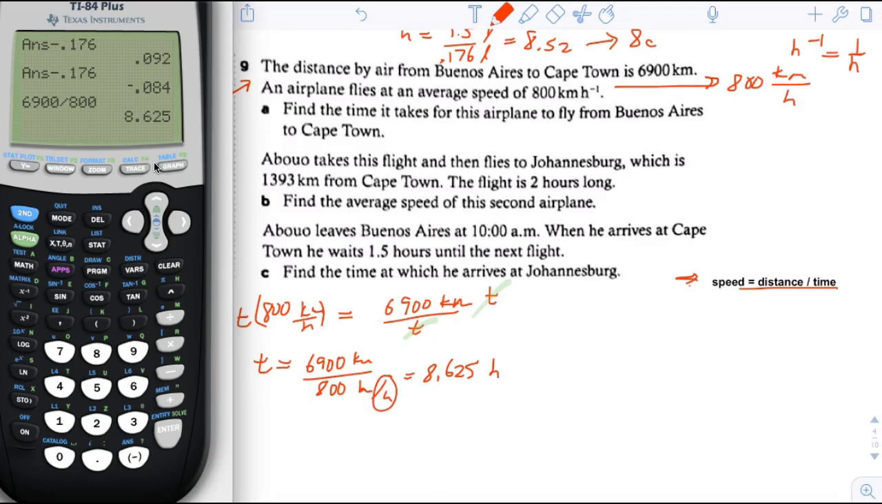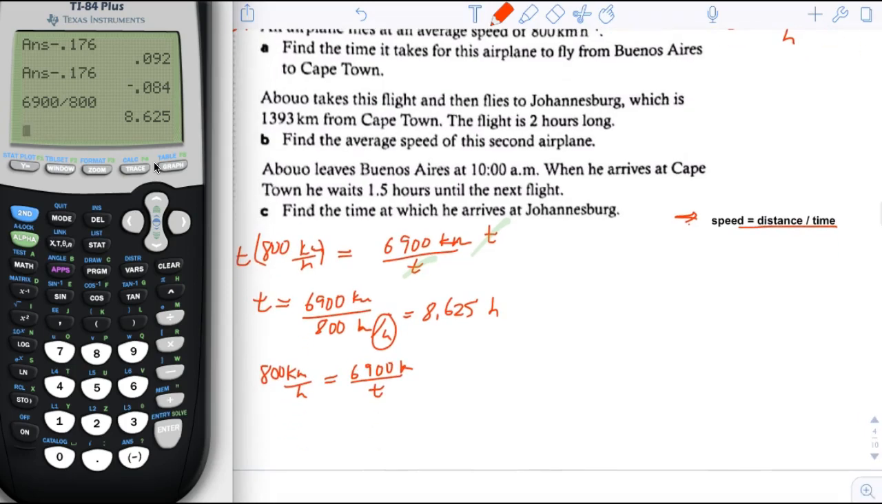Another way you could do this is with, let me think of what it's called, cross multiplication. So whenever you have a variable in the bottom, one of the ways to get it out of the bottom is to do cross multiplication. If you remember cross multiplication, you multiply like that. So in this case, I'm going to multiply 800 kilometers times t. And on the right side, I'm going to have 6,900 kilometers times hours.